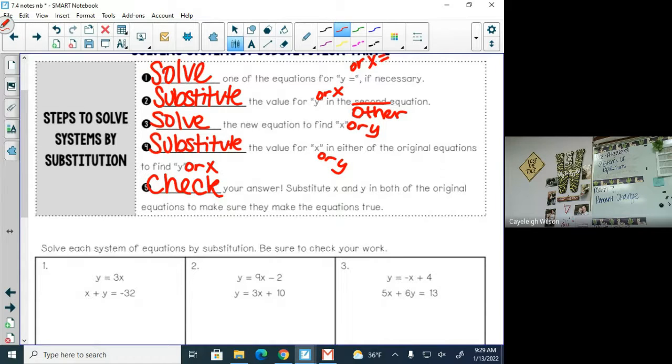And I'm gonna be clear on something. When we take our test over this unit, there are 3 separate directions on that test. You must solve by graphing. You must solve by substitution.